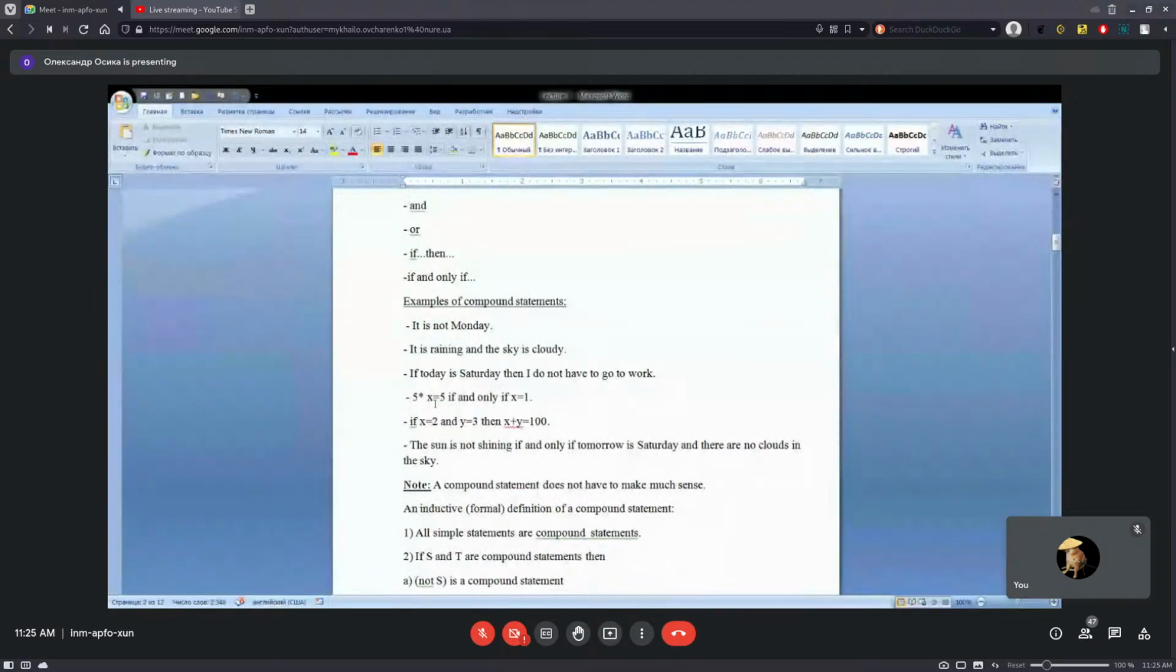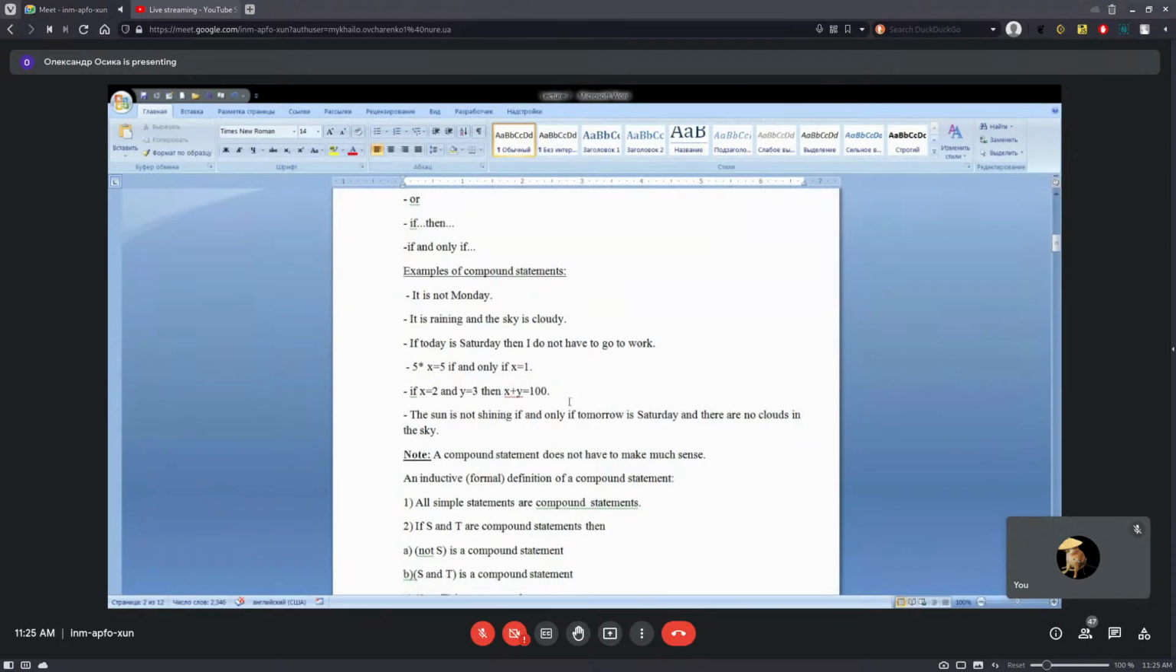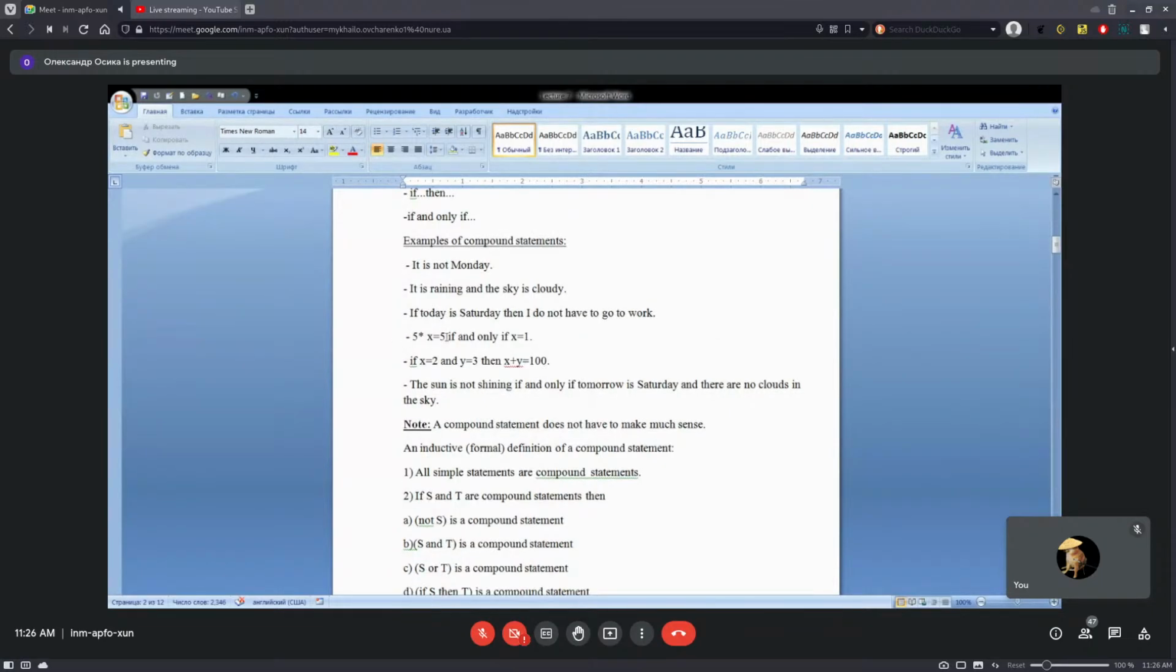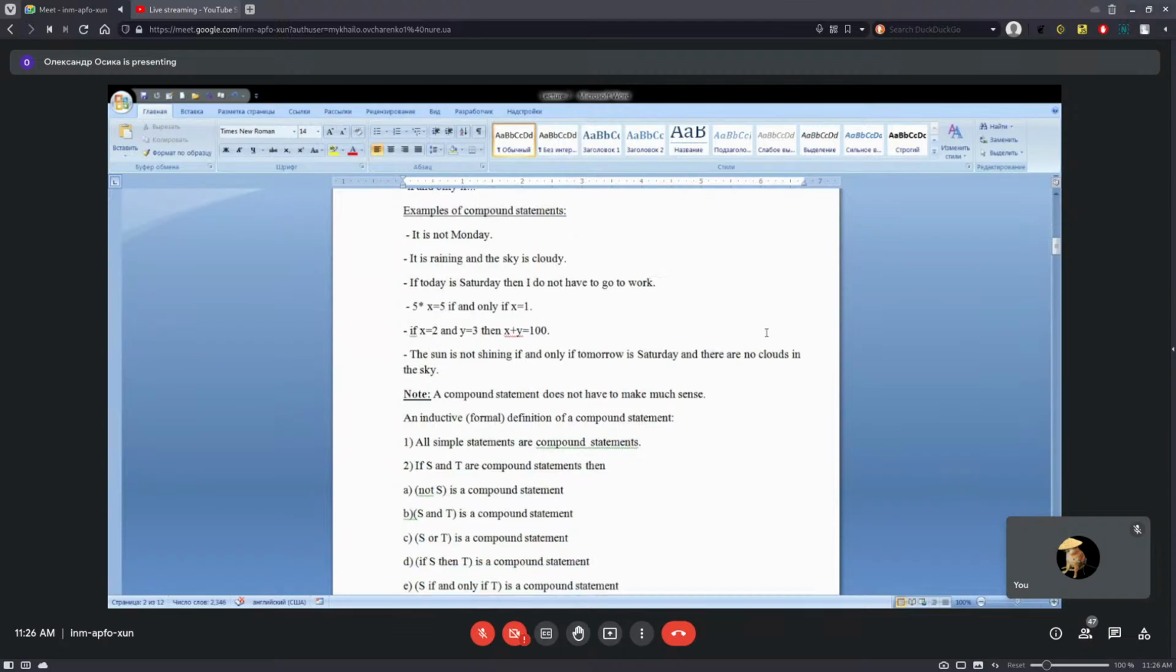x equals 5 if and only if x equals 1. Okay. If x equals 2 and y equals 3, then x plus y equals 100. Okay, another. Of course, here this statement is true and this is false. But okay.